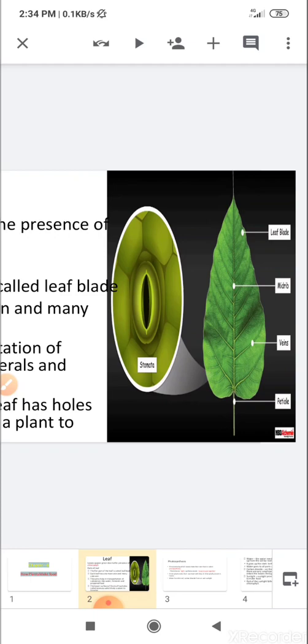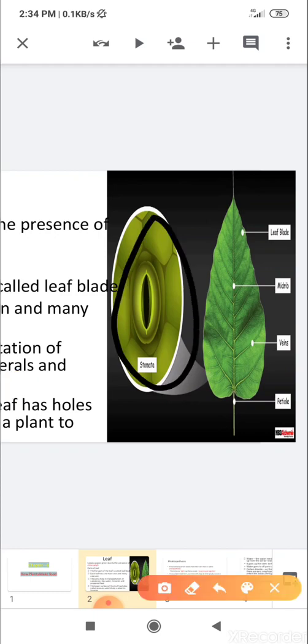This is the picture of stomata, which is the portion on the back side. It is like a gate which allows the transfer of gases. You know, plants take carbon dioxide and give oxygen. So these stomata work as a gate which allows oxygen to pass outside and allows the entry of carbon dioxide inside the leaf.